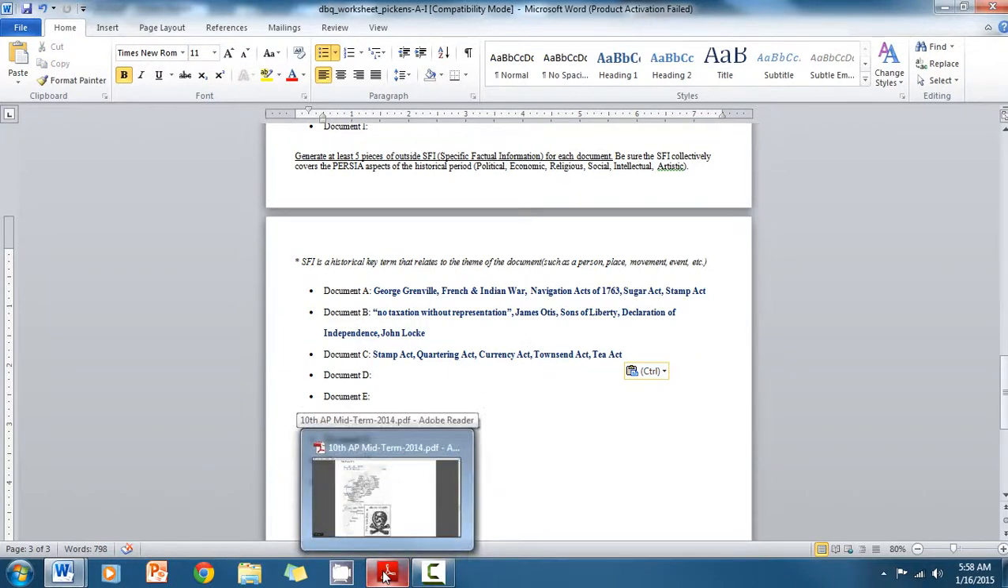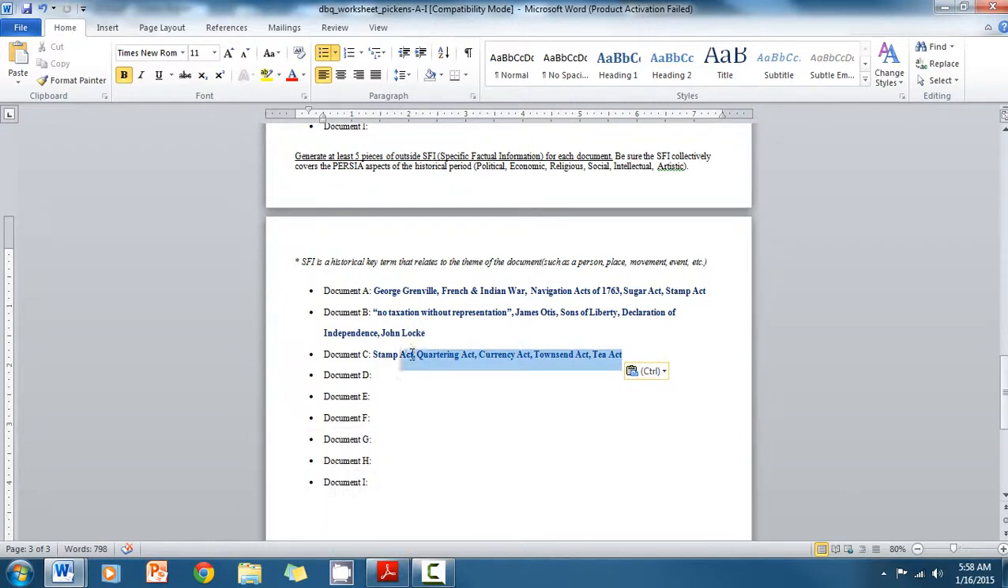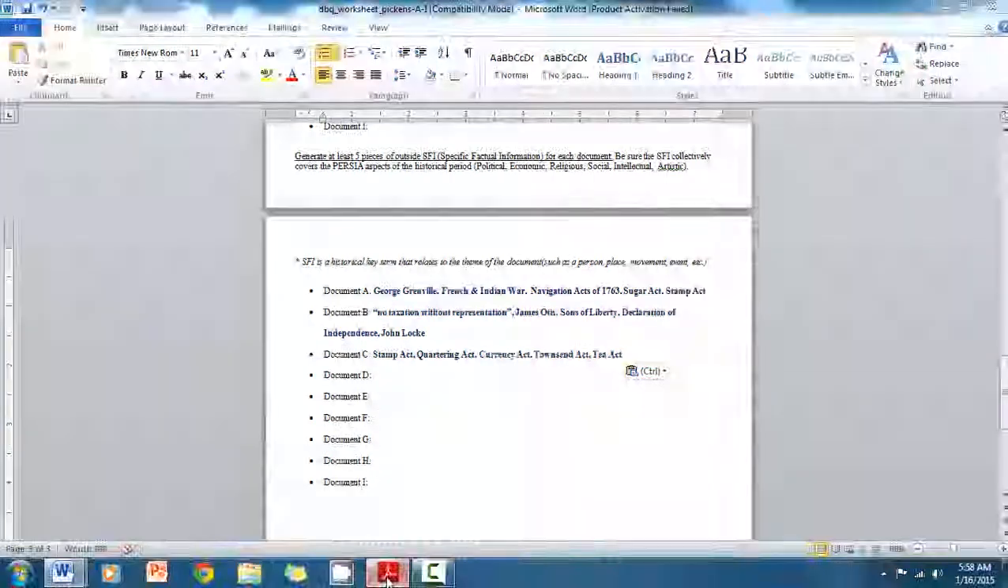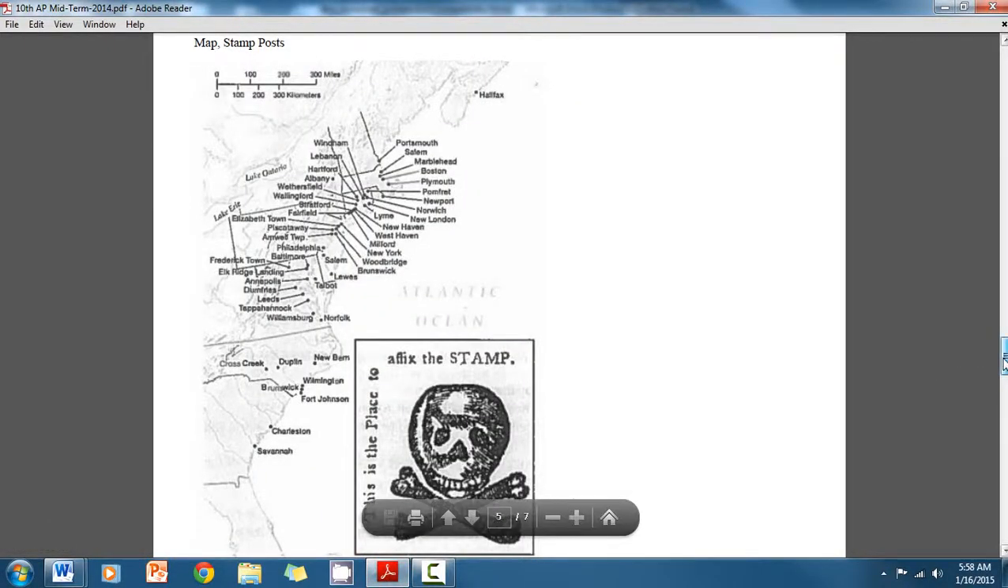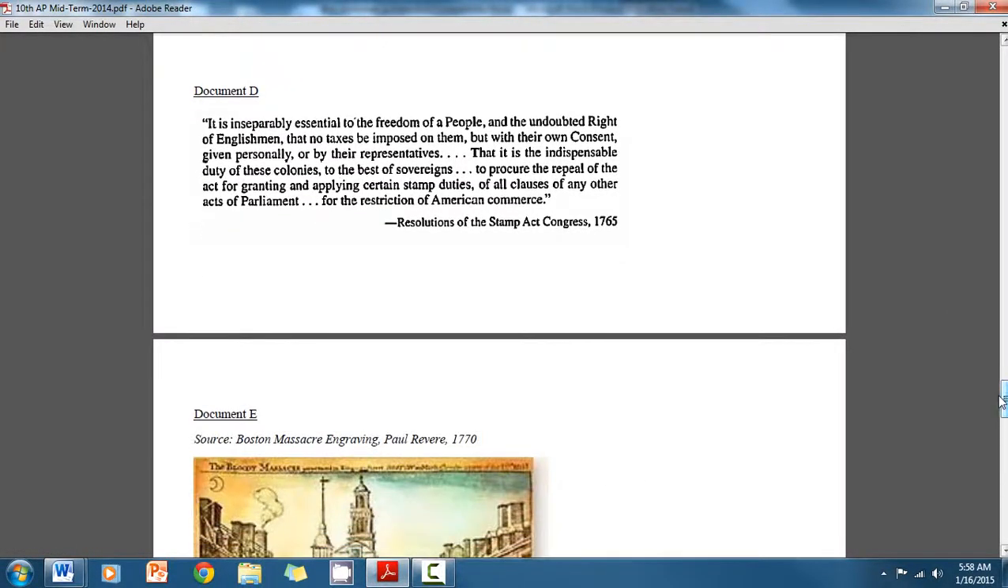All of these had a similar response by the colonists, which would be a response of rebellion or feelings that these were unauthorized or in some way unjustified. So for document D, a few pieces of SFI here.